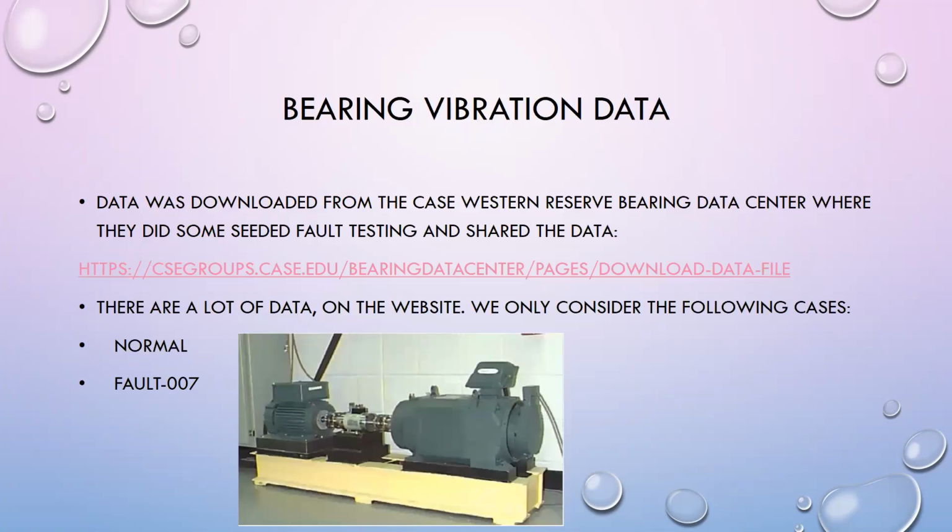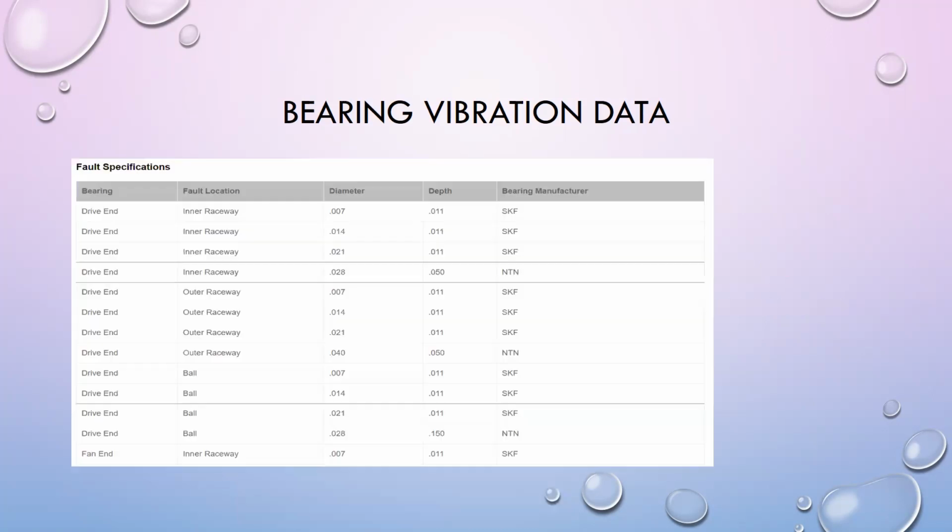So as I told you, the data in this part is related to a bearing vibration in a specific machine, and you can have access to the data collected on this link. There are a lot of different data for different bearings. Most of our focus is on the normal bearing and the bearing with the fault 007 in this slide. And I will show you what we will do with this data.